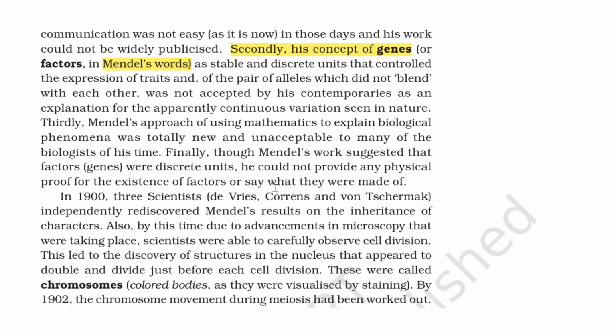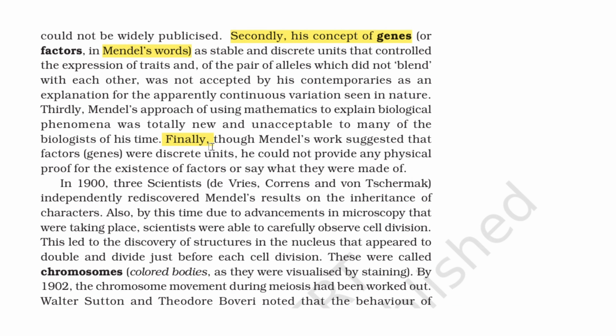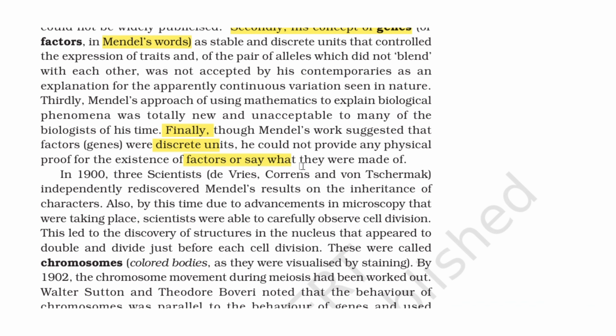Thirdly, Mendel's approach of using mathematics to explain biological phenomena was totally new and unacceptable to many of the biologists of his time. Finally, though Mendel's work suggested that factors, genes, were discrete units, he could not provide any physical proof for the existence of factors or say what they were made of.